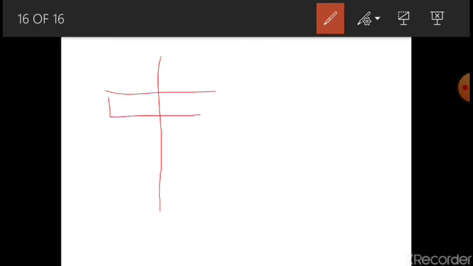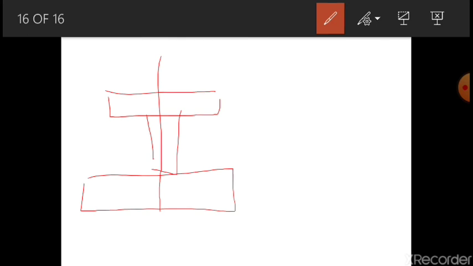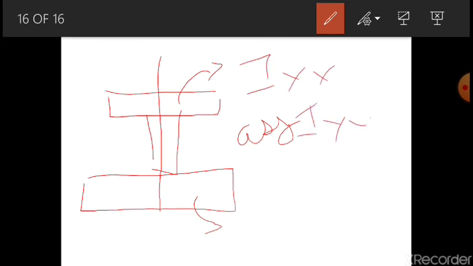If this is your I and this is smaller and this is bigger, then it is called asymmetrical, where you have to calculate the same as in the previous solved problems, where the formula for Ixx and Iyy will remain the same.